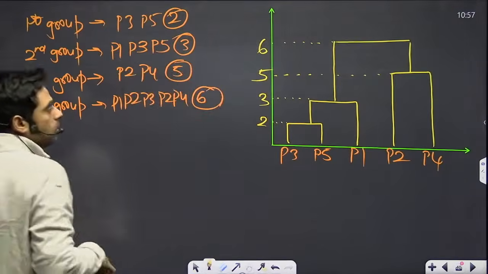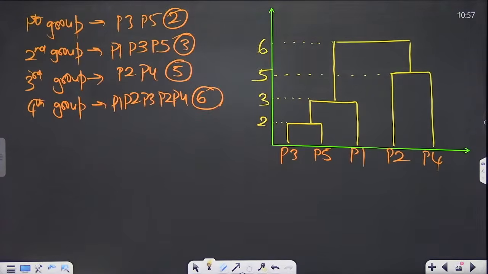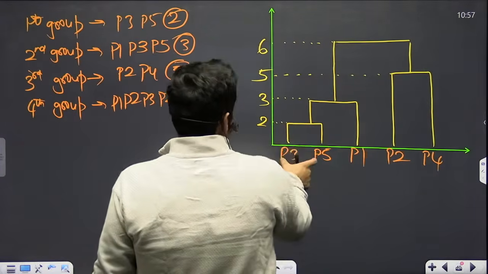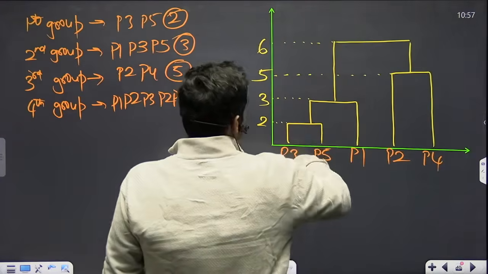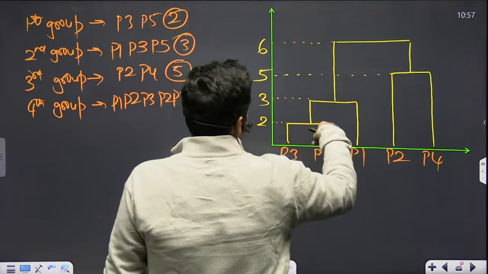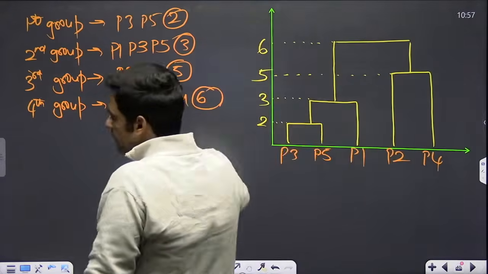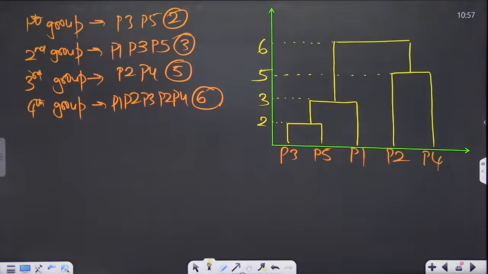So this is how the dendrogram would be. The dendrogram has the first group between P3 and P5 at a cost of 2, then P3, P5 clubbed with P1 at a cost of 3, then P2 and P4 at a cost of 5, and then a big basket where all the elements are clubbed. This is how a dendrogram looks.